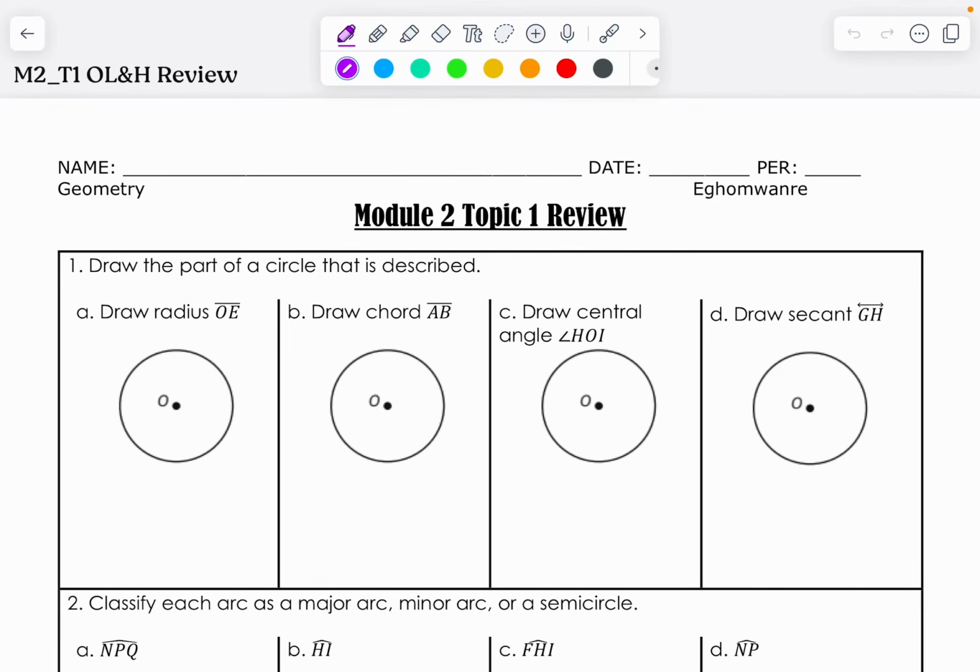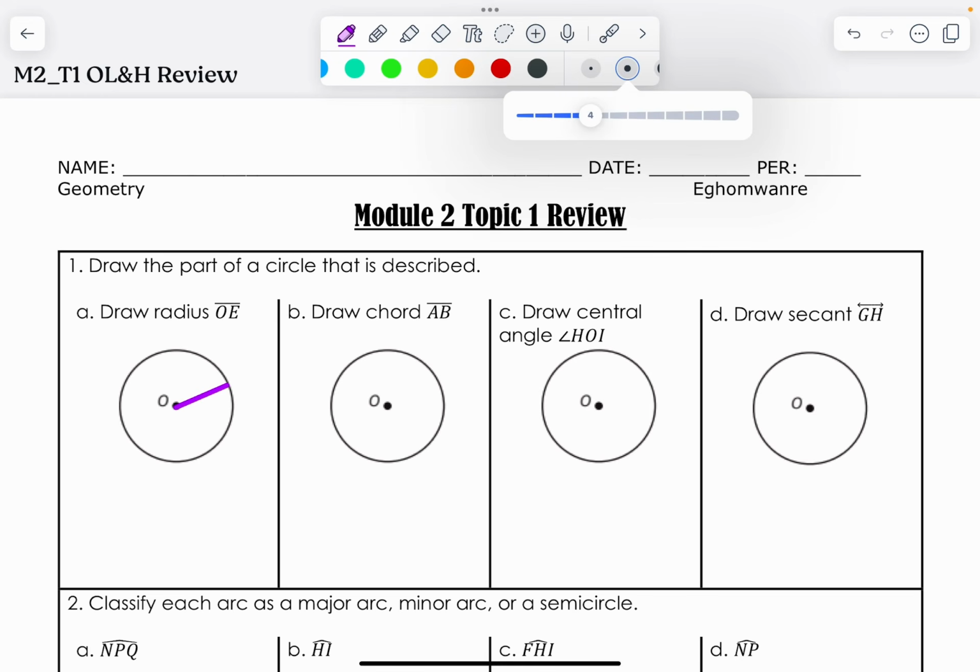Module 2, Topic 1, Review. Number 1, draw the part of a circle that is described. So it says radius OE. So we're going to start at point O, then we're going to go over to point E. That's a little thicker than I wanted. And we're going to label that point on the circle E.